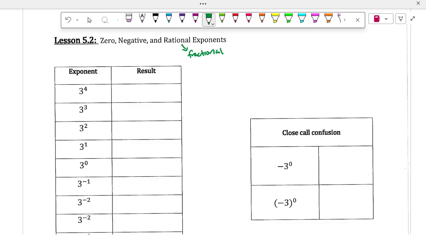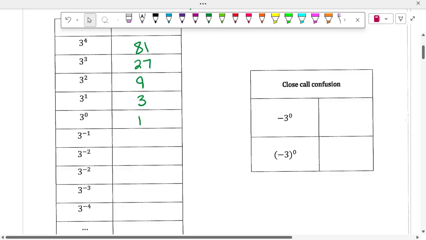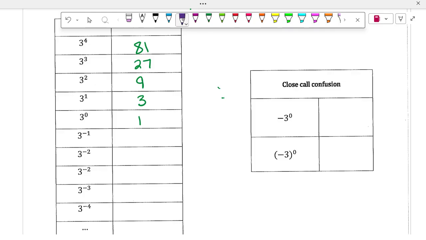So let's start by filling this chart. What's 3 to the 4th? 3 cubed. 3 squared. 3 to the 1st. Now, if you put 3 to the 0 in your calculator, what do you get? 1. Now, don't yell out yet. You may already know this, but I don't care. Put 3 to the negative 1 in your calculator and tell me what you get. So you get 1/3, or if you're using my calculators, you'll probably get 0.3 repeating, which is just 1/3.